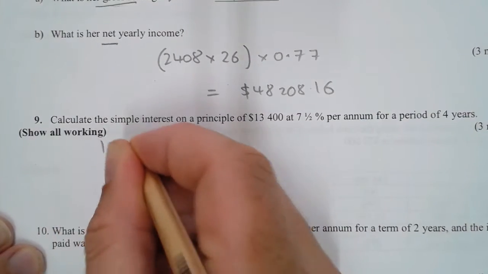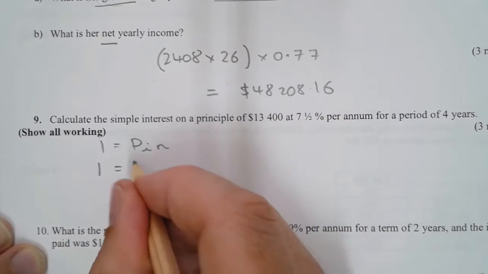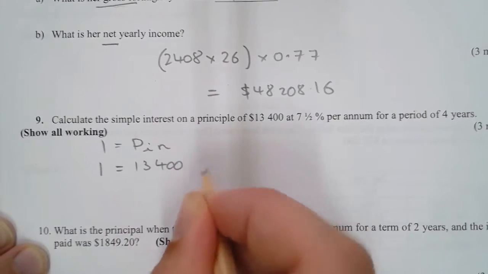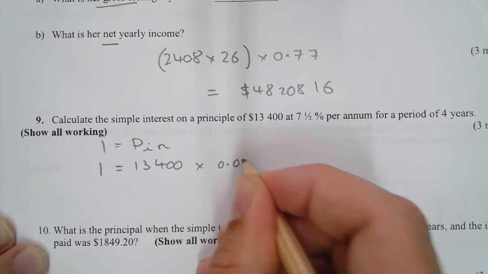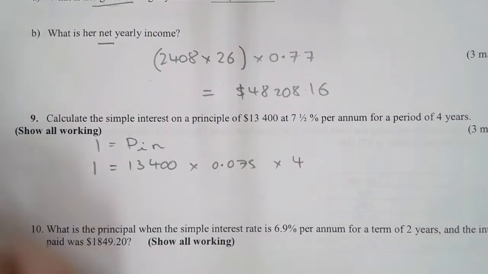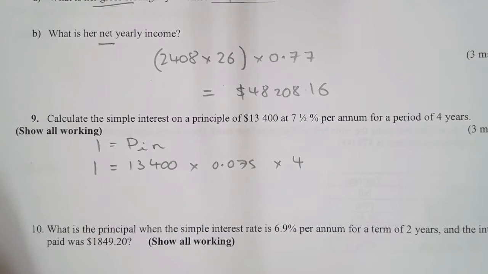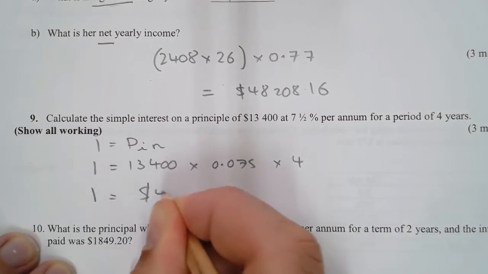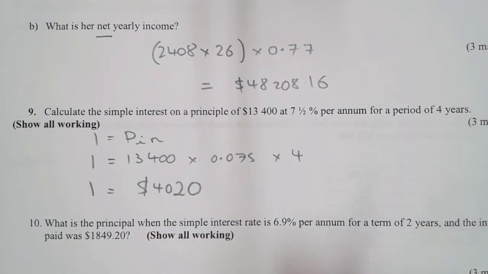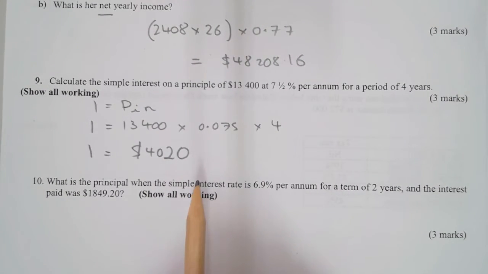Number 9. Calculate the simple interest. Well, the simple interest is principal times interest times number of years. So the principal is 13,400. The interest is 0.075 as a decimal, and the period is 4 years. You just type that into your calculator. Times 0.075 multiplied by the 4, and the interest is $4,020.